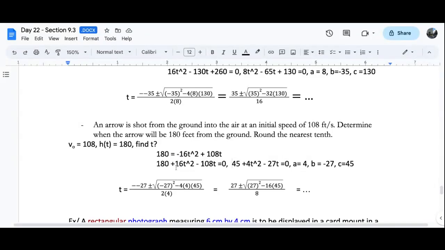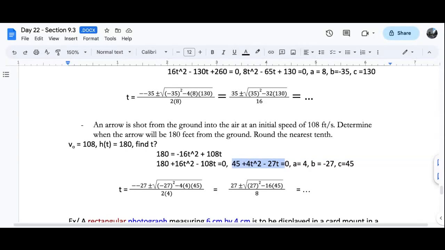This was put in wrong, because we want to make the first term positive, right? So this basically moves those 2 terms to the left-hand side. Negative 16t squared moved to the left-hand side becomes positive, and 108t becomes negative on the other side. 180 is still 180. So we divide by 4, and we get 45 plus 4t squared minus 27t.